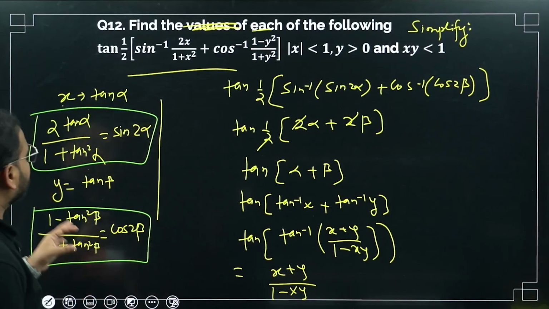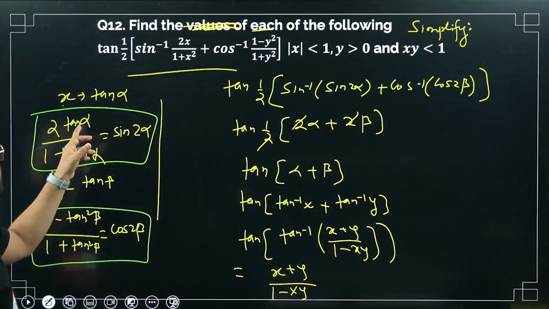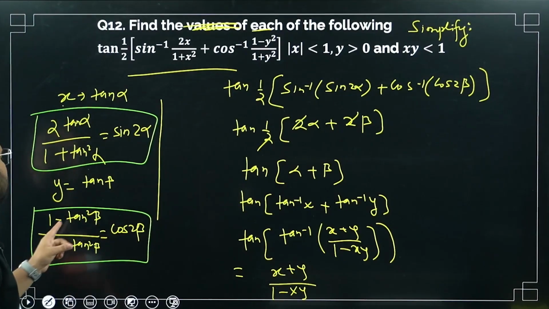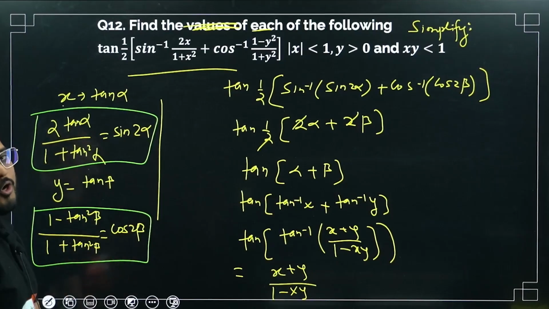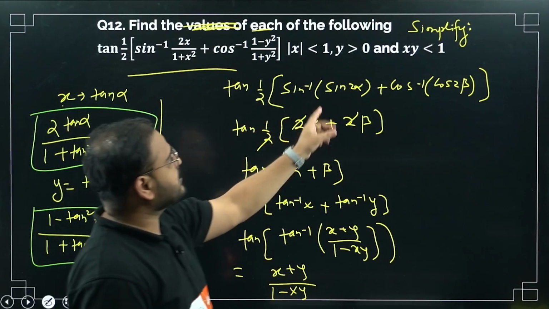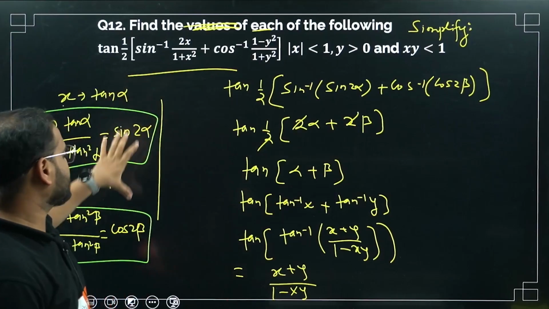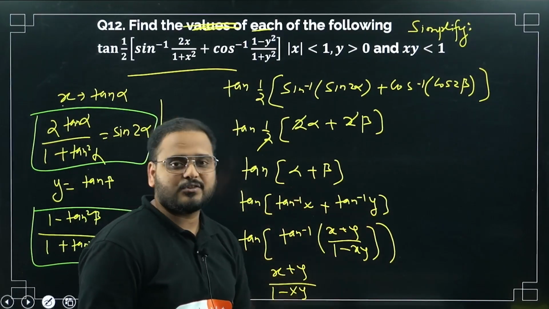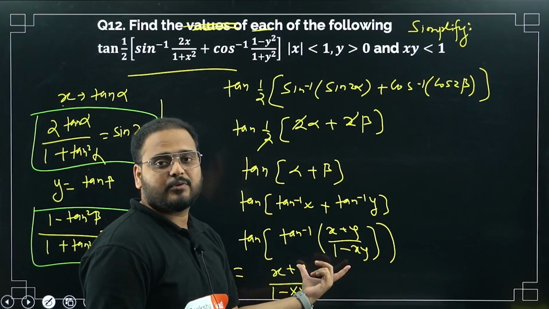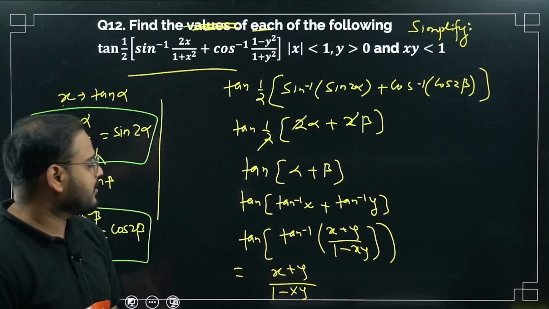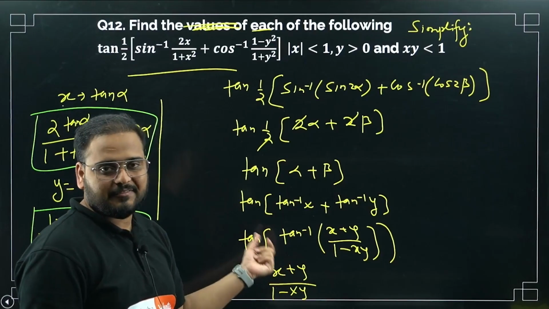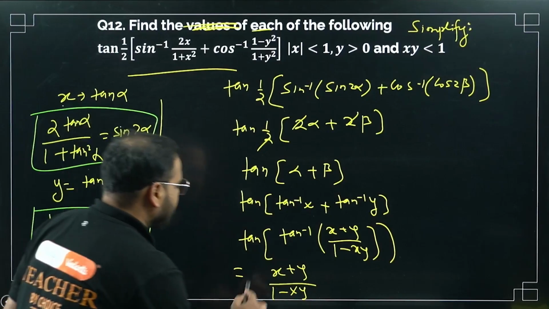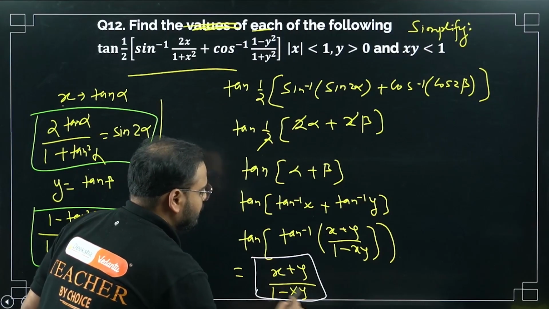Now please check what is the formula that we used. 2 tan alpha upon 1 plus tan square alpha is what? Sine 2 alpha. And 1 minus tan square beta upon 1 plus tan square beta is what? Cos 2 beta. We used it over here for the first case only, and after substitution, we had to do it for alpha and beta again. What is it going to be? Tan inverse of x, tan inverse of y. The formula that I explained to you right now for the previous question. Tan of tan inverse, they will cancel each other, the effect is x plus y upon 1 minus xy. This is my final answer. Please have a look.